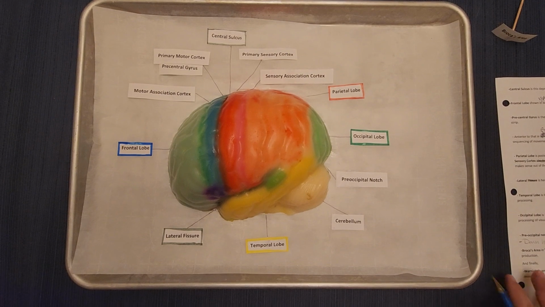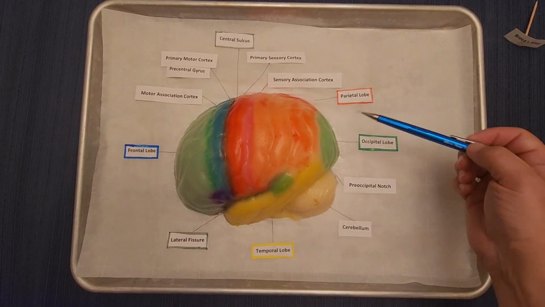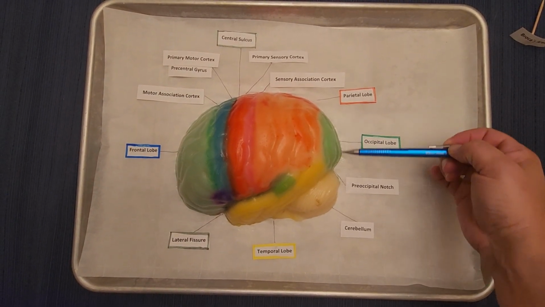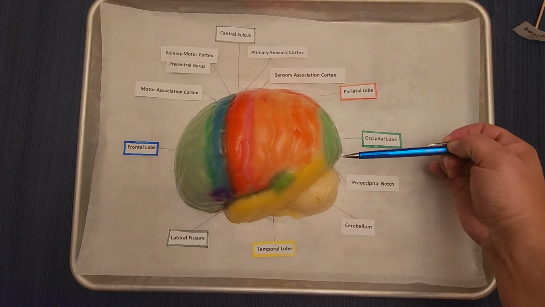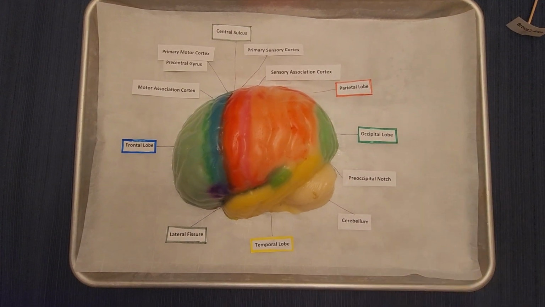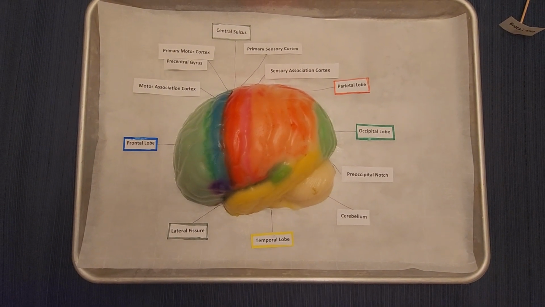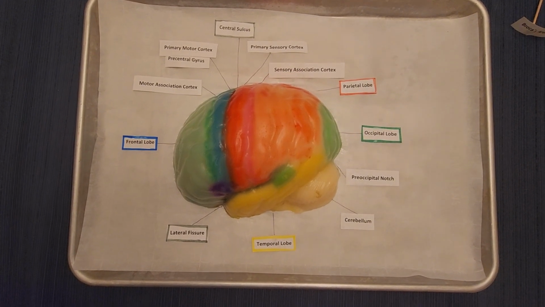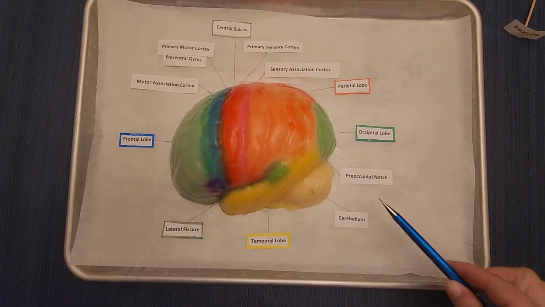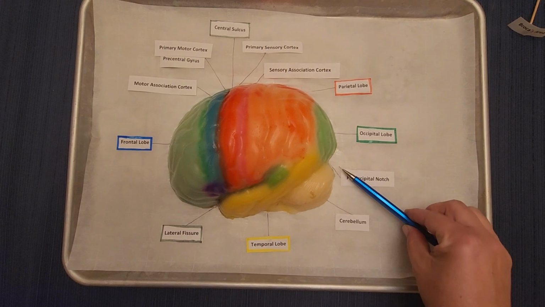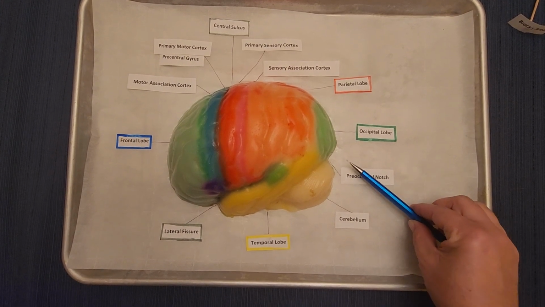The occipital lobe is in the posterior of the hemisphere, kind of shown in this green area, and it's responsible for the reception and processing of visual information. The preoccipital notch marks where the temporal lobe ends and the occipital lobe begins.